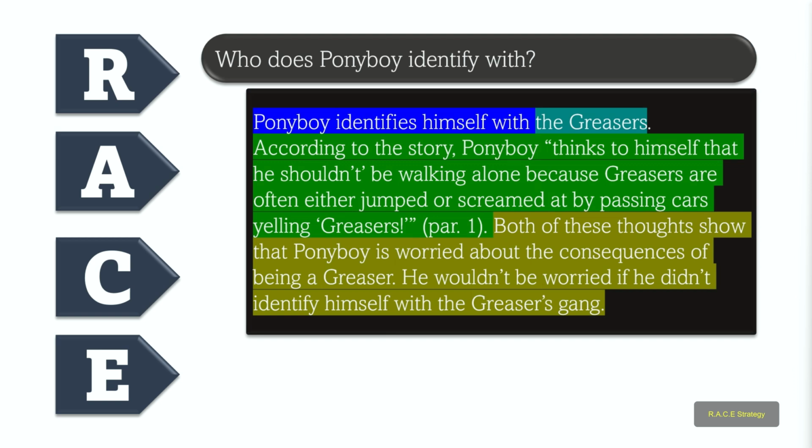And here's the complete final answer, everything combined in a single box. Ponyboy identifies himself with the greasers. According to the story, Ponyboy thinks to himself that he shouldn't be walking alone because greasers are often either jumped or screamed at by passing cars yelling, "Greasers!" Both of these thoughts show that Ponyboy is worried about the consequences of being a greaser. He wouldn't be worried if he didn't identify himself with the greasers gang. And this is how you do it.